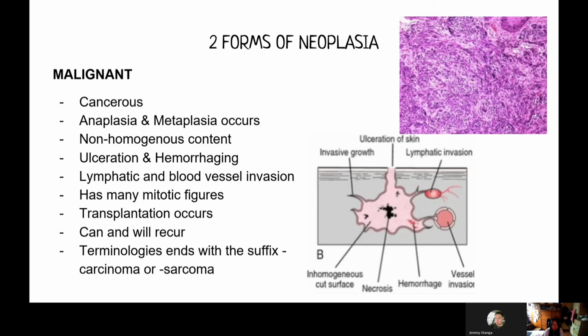There is ulceration and hemorrhaging. There is lymphatic and blood vessel invasion. And there are many mitotic figures. Transplantation occurs. So what is transplantation? Transplantation is yung pagtubo niya sa distant or malayong tissue. So how does it occur? Since there is lymphatic and blood vessel invasion, dun sila dumadaan. It can and will recur. Dahil nga kumakalat sila, mag-recur siya kahit alisin mo siya. Their terminologies end with the suffixes carcinoma or sarcoma.